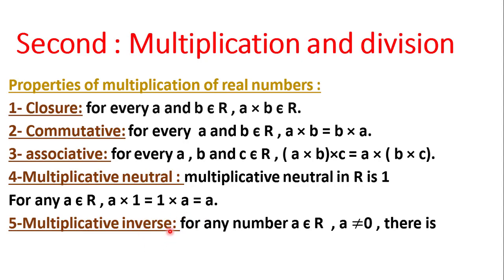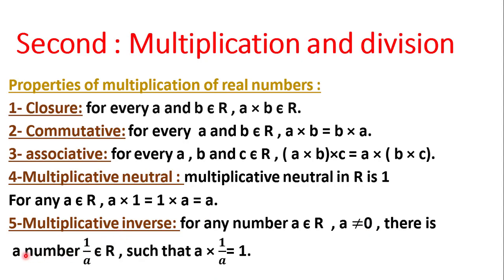We have also multiplicative inverse for any number, but we should have any number except 0, because there is no multiplicative inverse for 0. For any other number, the multiplicative inverse will be the reciprocal. So if you have number a, the multiplicative inverse will be 1 over a, such that if you multiply a times 1 over a, the result will be 1.